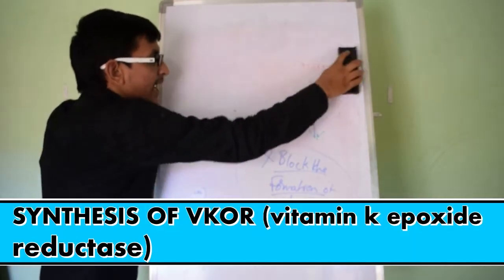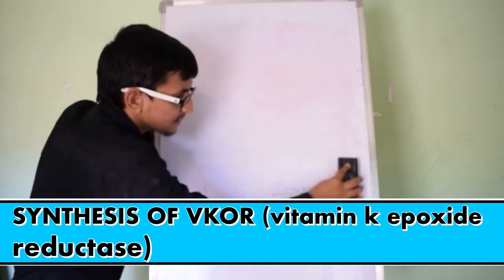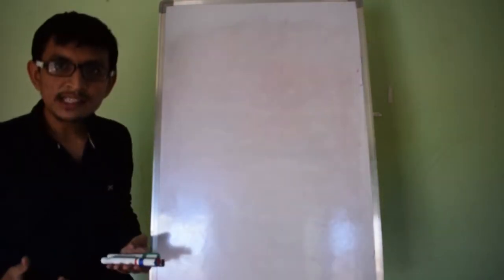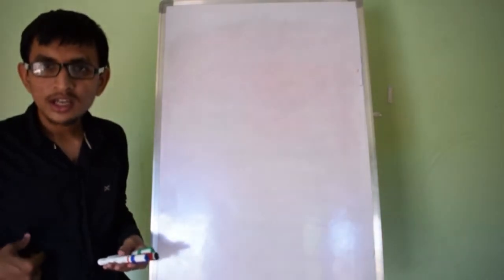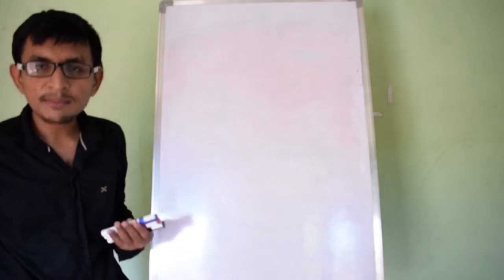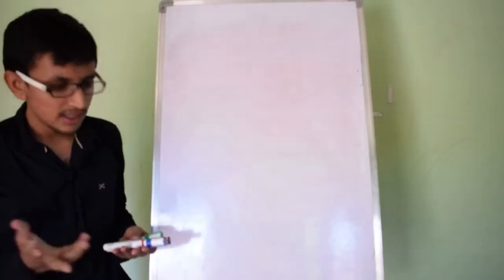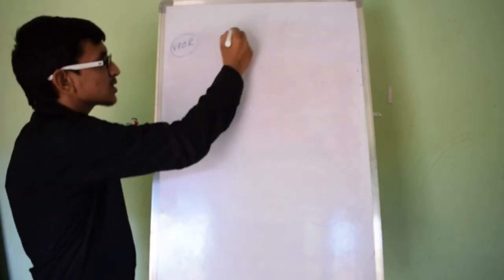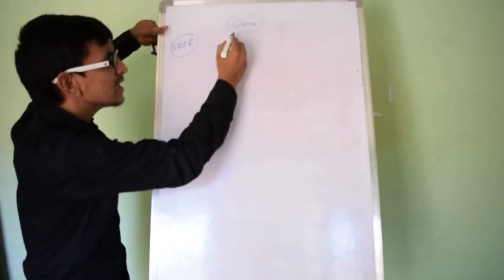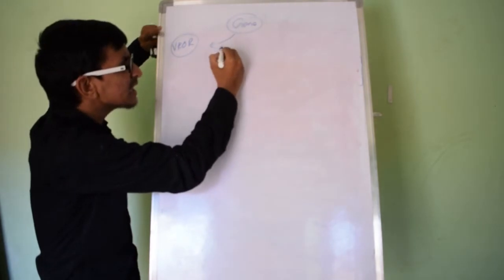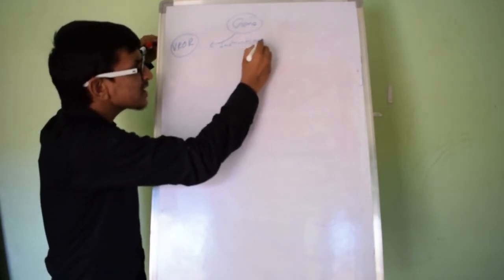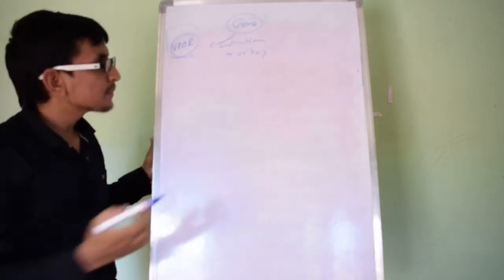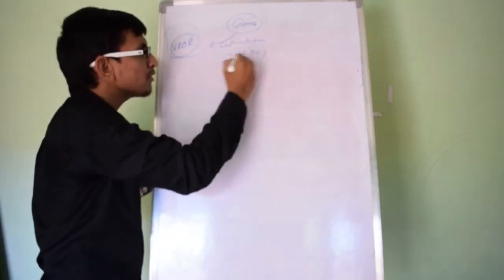Friends, vitamin K epoxide reductase is synthesized with the help of a gene. Each and every enzyme or protein in your body requires a gene to be synthesized, and in the same manner, vitamin K epoxide reductase is synthesized with the help of a gene. This gene gives instructions to your body to synthesize vitamin K epoxide reductase. And as you all know, every gene gives instructions in the form of which RNA?